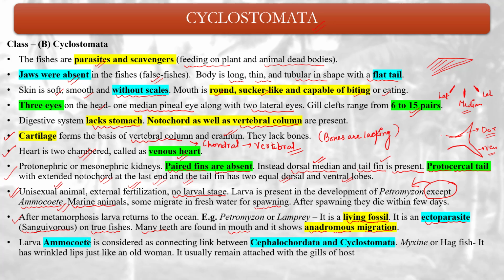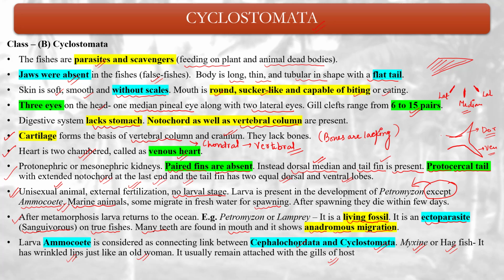Now, the larva ammocoete, which is a larva of Petromyzon, is considered as a connecting link between Cephalochordata and Cyclostomata. Example, Myxine, hagfish. It has wrinkled lips. Lips are wrinkled, just like an old woman, and it usually remains attached to the gills of the host.